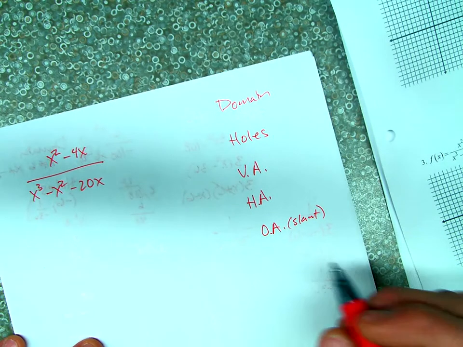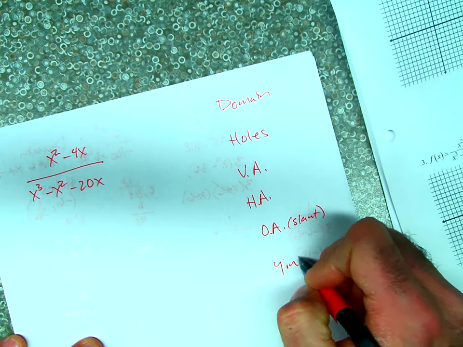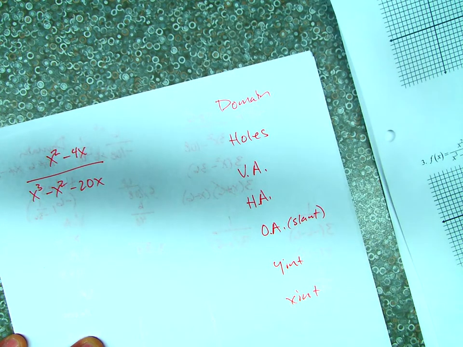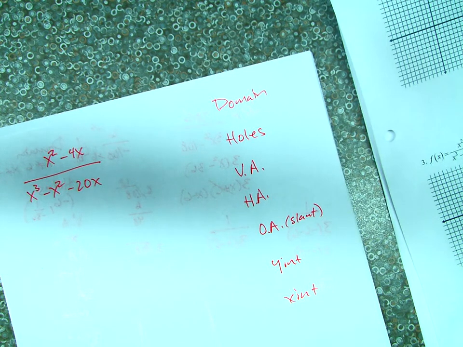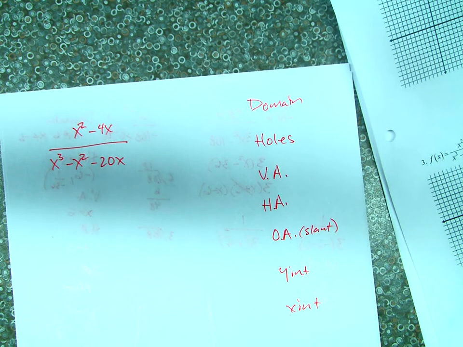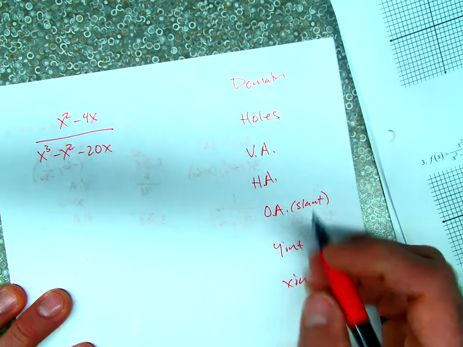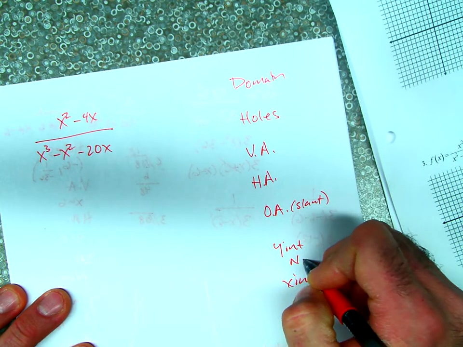Okay, other asymptote, y-intercept, x-intercept, and then graph. Okay, really, really quick before we even do anything, we can find the y-intercept. How do you find the y-intercept? There isn't one. How do you know? Because the denominator would be 0. Because the denominator will be 0, every term has an x in it, I know there's no y-intercept.